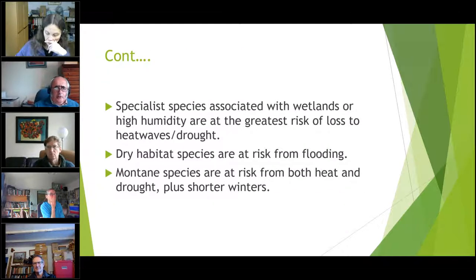So where are we moving? Well, one of the reasons to be interested in flies is that a lot of flies are strongly wetland associated, or they are particularly associated with high humidity. So they're going to be very, very vulnerable to loss to heat waves and drought. What we don't have at the moment is a full understanding of the thermal and humidity gradients that individual species are associated with. And I think that's going to be quite an interesting area for future research.